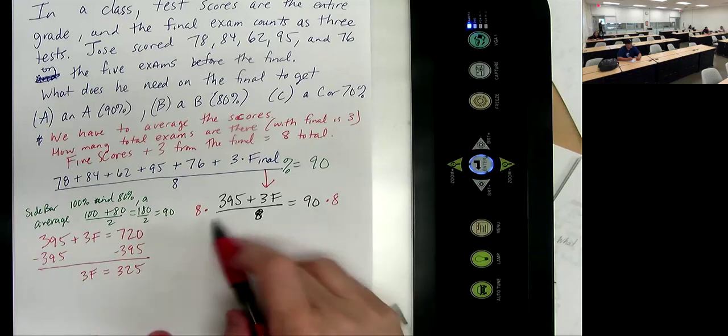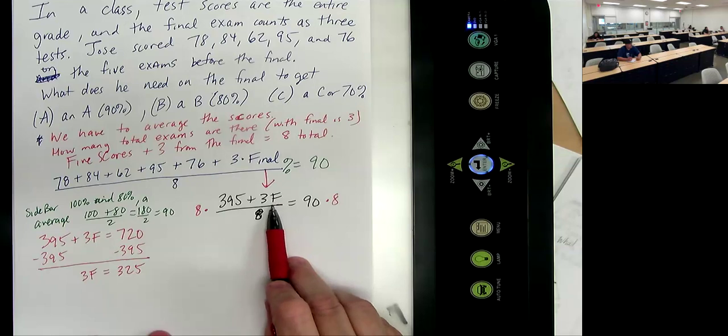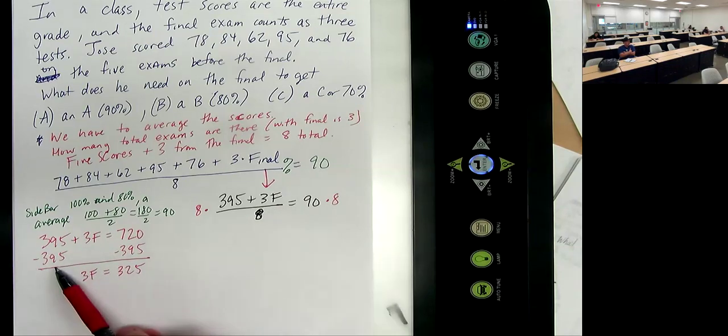So here we multiply both sides by 8 to get rid of the 8. And we're trying to get F by itself, figure out what the final exam score has to be. That make sense? Yeah. And with algebra, we move things that are added or subtracted first. Then we divide by what's multiplied in front of it. Here, we're moving the stuff that's added to it by subtracting it. Does that make sense?